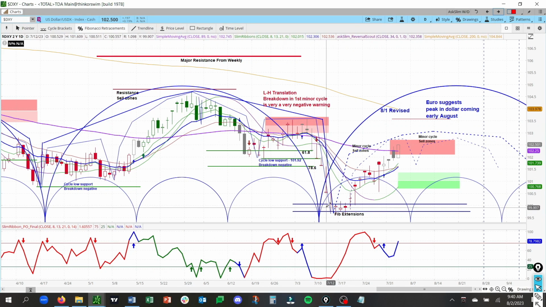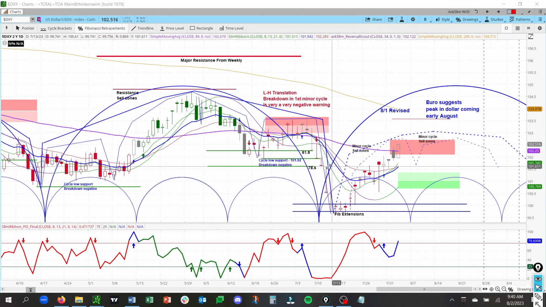Now, what's happening in terms of the translation on this minor cycle? It's positive. It's actually forming a swamp cycle on that minor. So it says there are good odds of just a small pullback and then still another test of highs after that. Okay, so there's really nothing bearish yet here in the US dollar index.